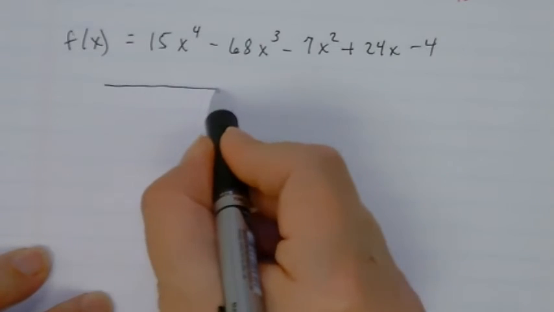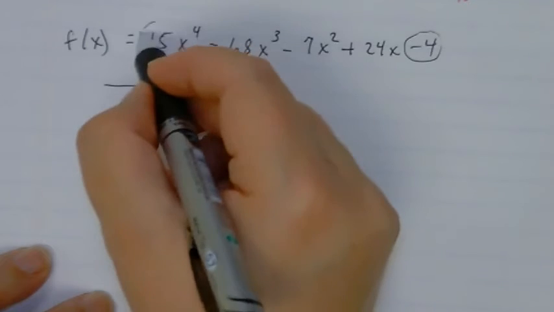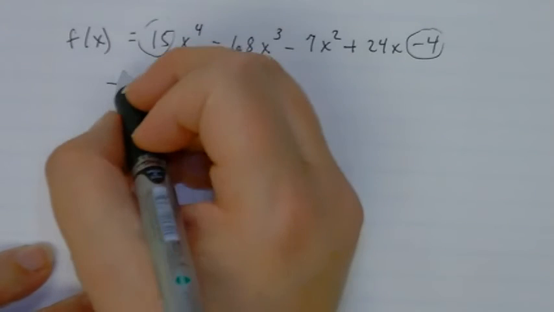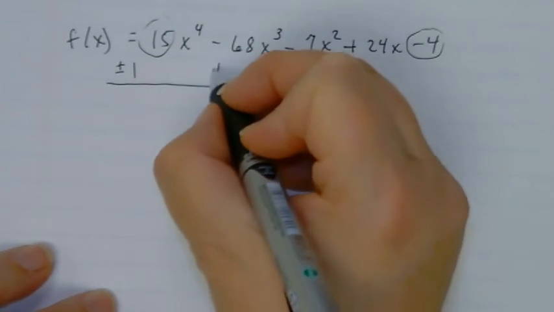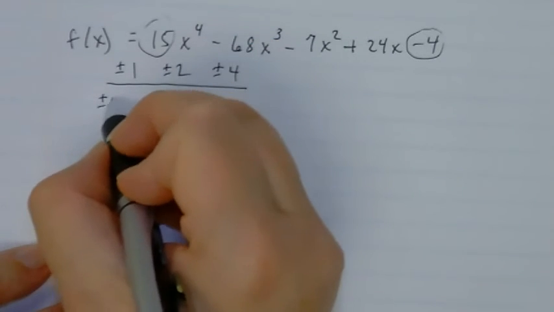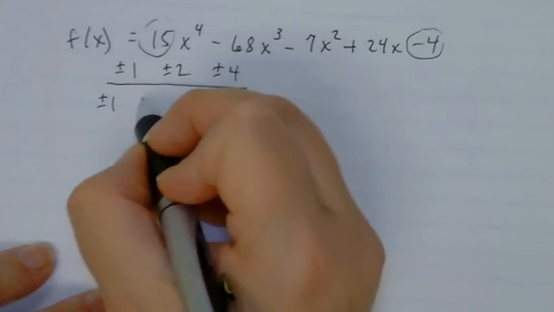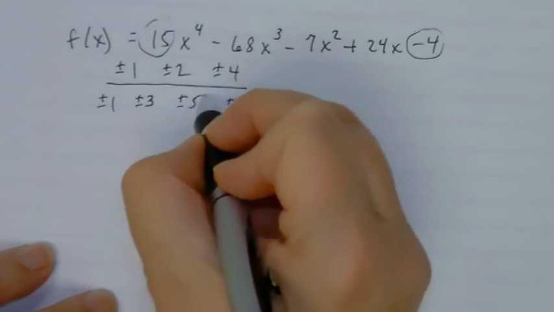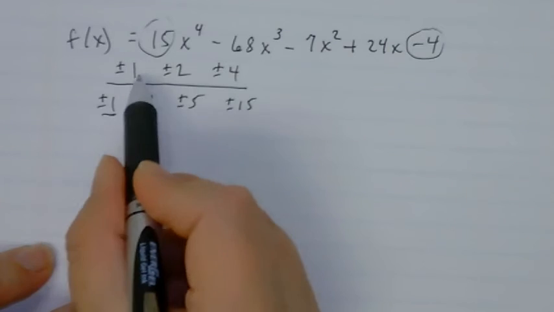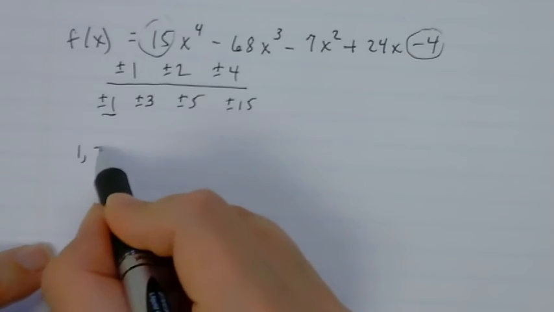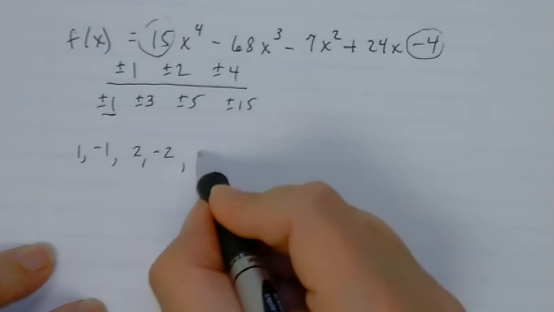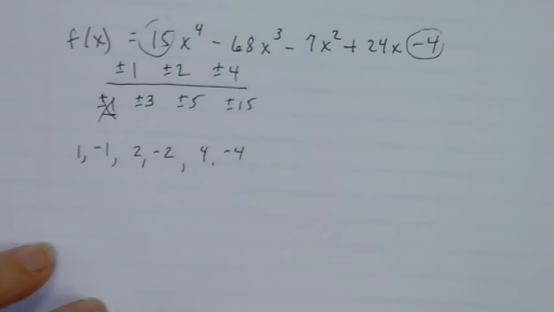All right, we're going to do the factors of this number divided by the factors of this number. The constant term divided by the leading coefficient. The factors of 4 are plus or minus 1, plus or minus 4, plus or minus 2. The factors of 15 are plus or minus 1, plus or minus 15, plus or minus 3, plus or minus 5. So I'm just going to start through and start making my list. I'm going to start with 1. I'm going to divide everything by 1. So 1 divided by 1 is 1 and negative 1. 2 divided by 1, 2 and negative 2. 4 divided by 1 is 4 and negative 4. So I'm done with that one.